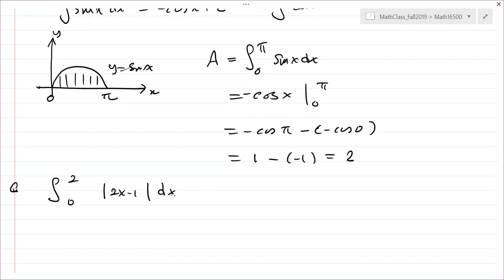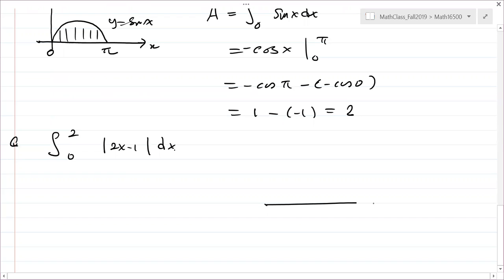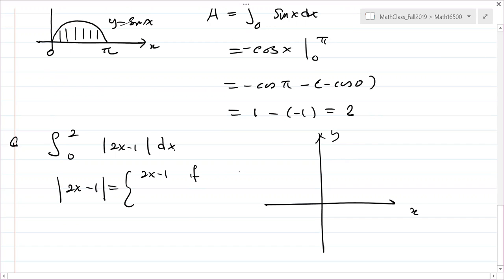It's the absolute value of 2x minus 1, so you have to see where the sign changes, and draw the graph first. The absolute value of 2x minus 1 is going to be 2x minus 1 if 2x minus 1 is greater than or equal to 0. Otherwise, it's going to be negative, right? Negative (2x minus 1) if 2x minus 1 is less than or equal to 0.